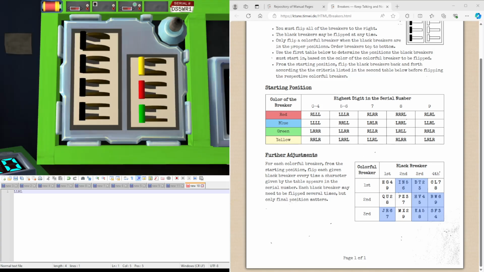So, now we have our flips, we can find the initial configurations for each one to change them. So, yellow, with the highest digit being 5, our initial configuration is left, right, right, left. Looking at the table here, the yellow one will have the second and third flipped. So it's actually going to be left, left, left, left. And we can flip that one.